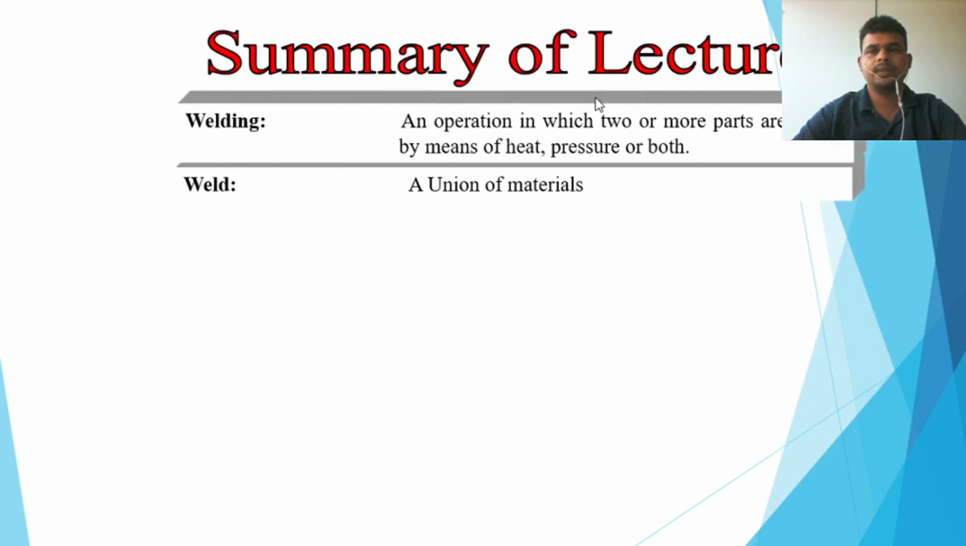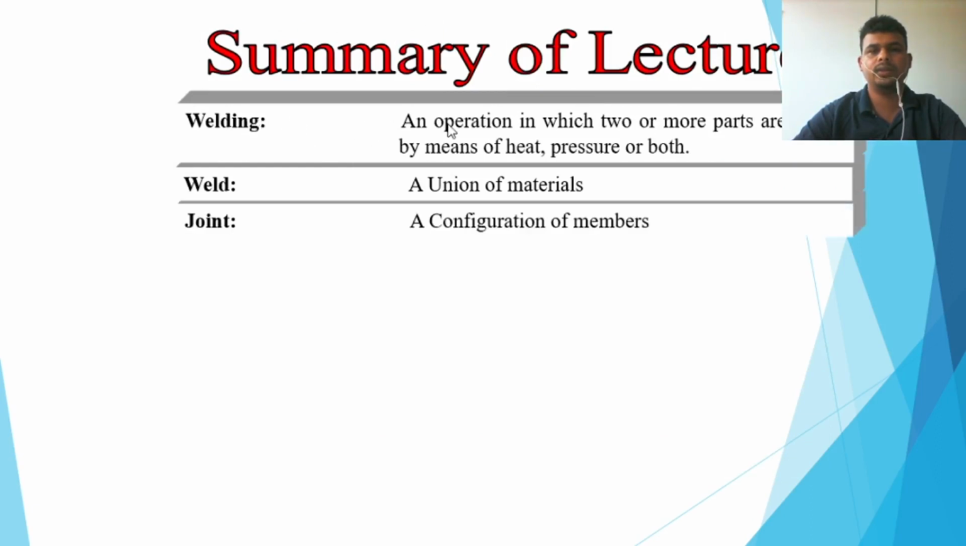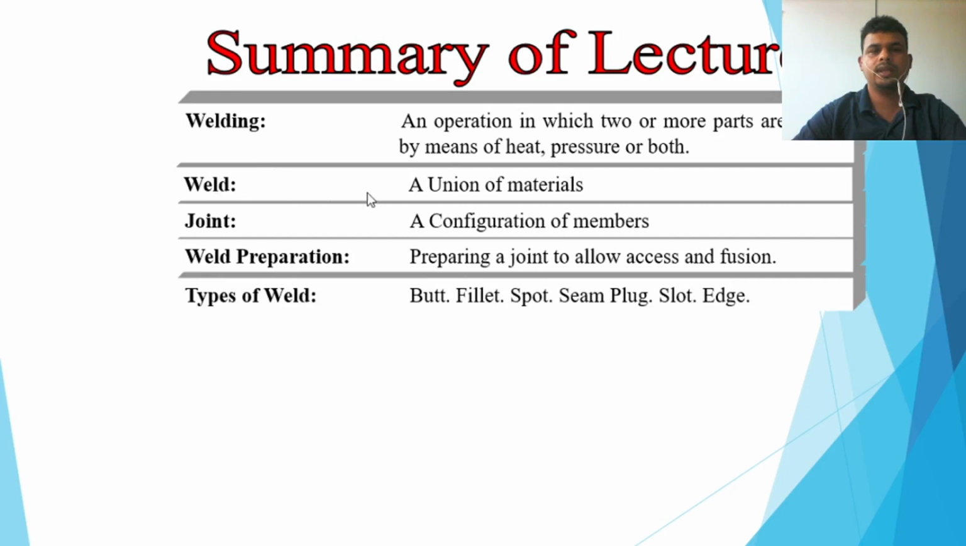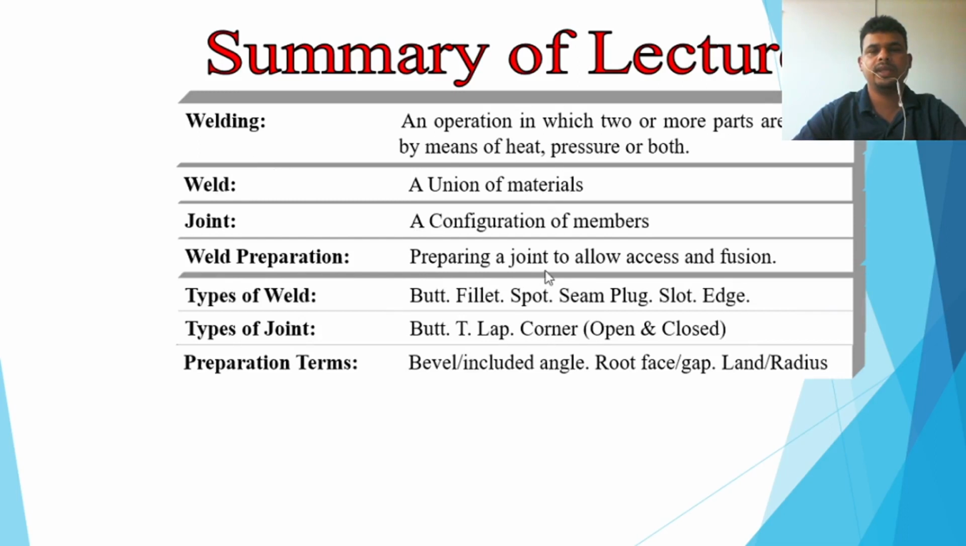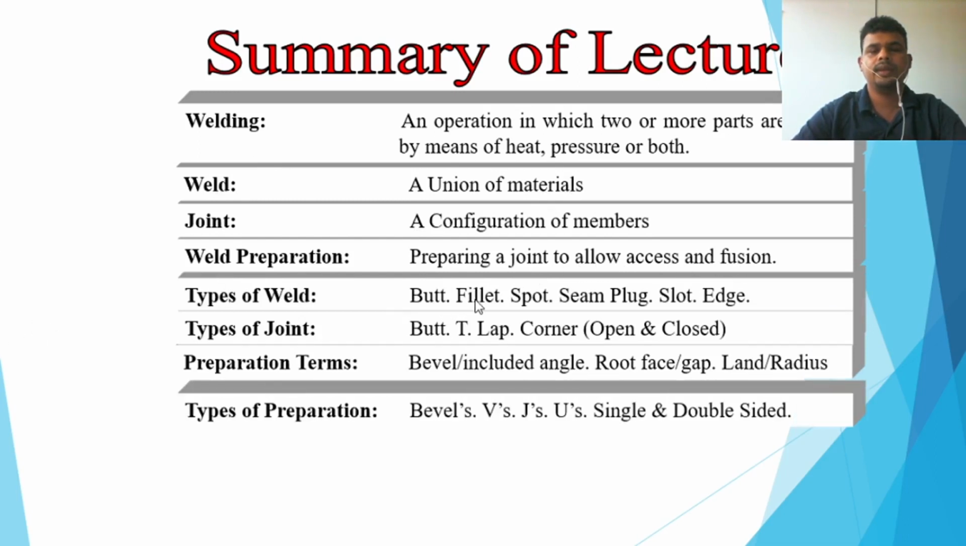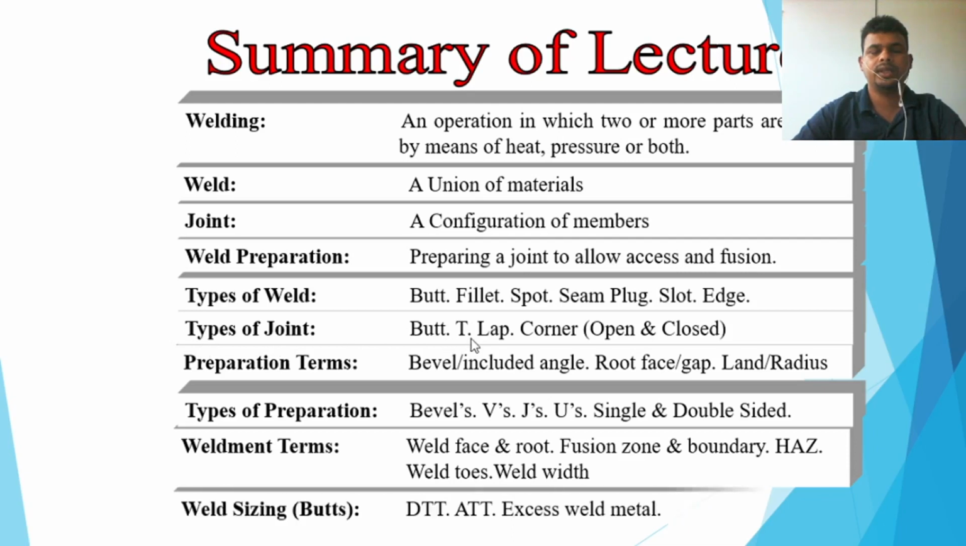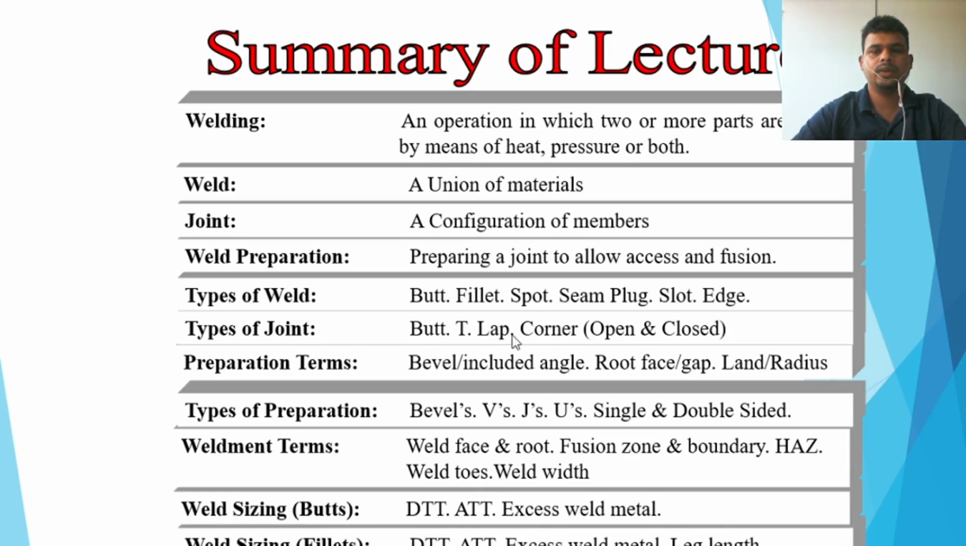So this is the summary of the lecture. Today's lecture summary I give you here. So what is welding? We already understand: an operation in which two or more parts are united by means of heat, pressure, or both. What is a weld? A union of material. Joint, a configuration of members. Weld preparation, preparing the joint to allow access and fusion. Types of weld: butt weld, fillet, spot, seam, plug, slot, edge. We already saw in the slides. Types of joint: butt joint, T-joint, corner joint, open and close. For corner joint, open and close, closed corner and open corner.